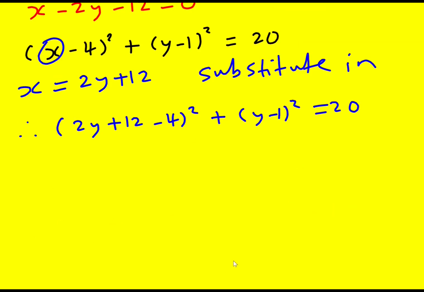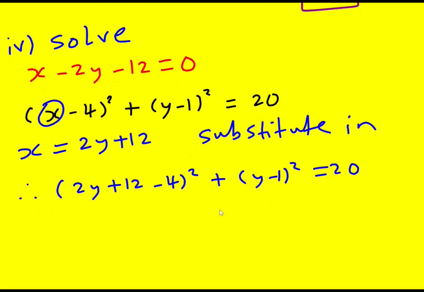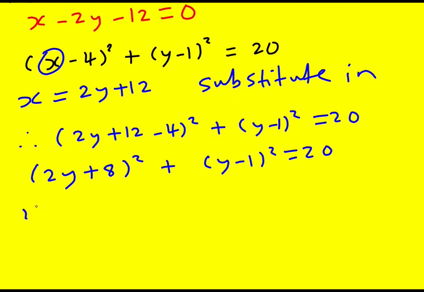Now, I know I'm going to have to expand this back out and everything, so you might argue that it would be better to do the other circle. But I don't know, maybe they're comparable. Anyway, let's get on with it. So 2y plus 8 squared plus y minus 1 squared equals 20. So now I'm going to expand this out. 4y squared. I'm going to get 2y times 8, 16y, and then I'm going to do it again. So I'm going to get 32y plus 64.